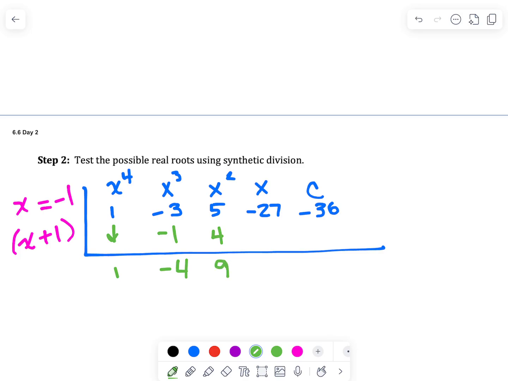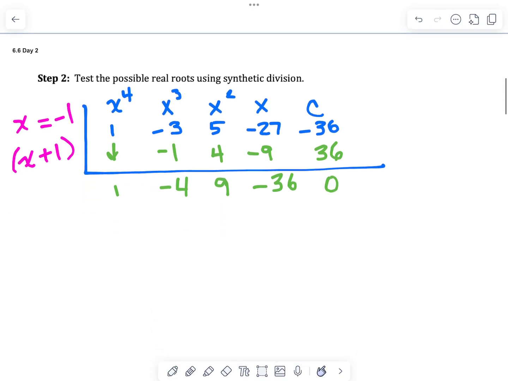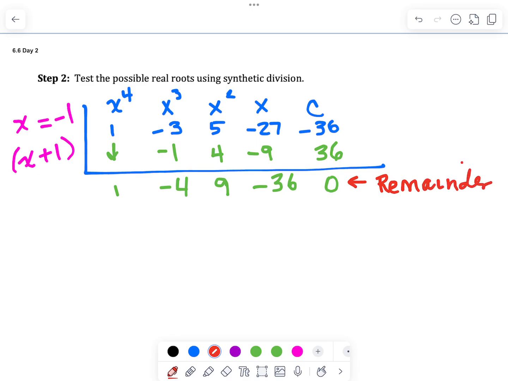We add the column. We multiply 9 times -1, -9. We add the column. We multiply -36 times -1 is +36. And we add the column. At this point, the remainder must be 0. So that remainder is 0. So that's telling us that the root x equals -1 is truly a root of the polynomial. It's a 0.